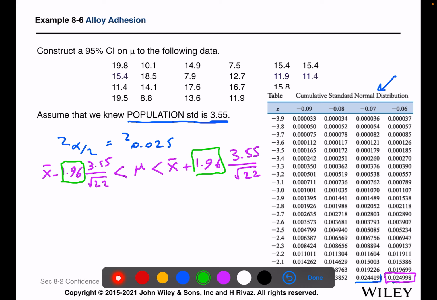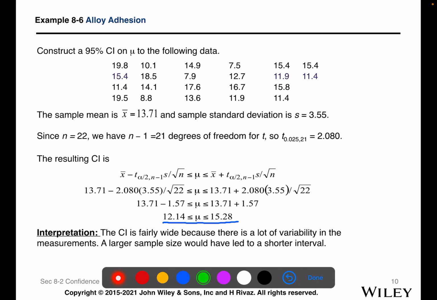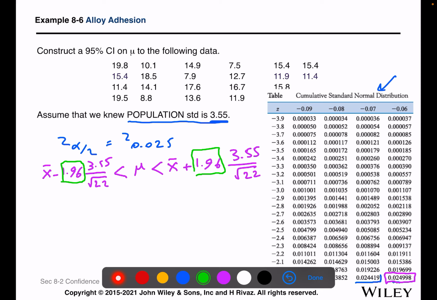And you see that in this case, this number, the previous slide, the number was, what was the number? 2.08, right? Here the number is 1.96. It's a smaller number, right? So it means that, here mu was between 12.14 and 15.28, right? Here this will be a smaller range compared to before, right?